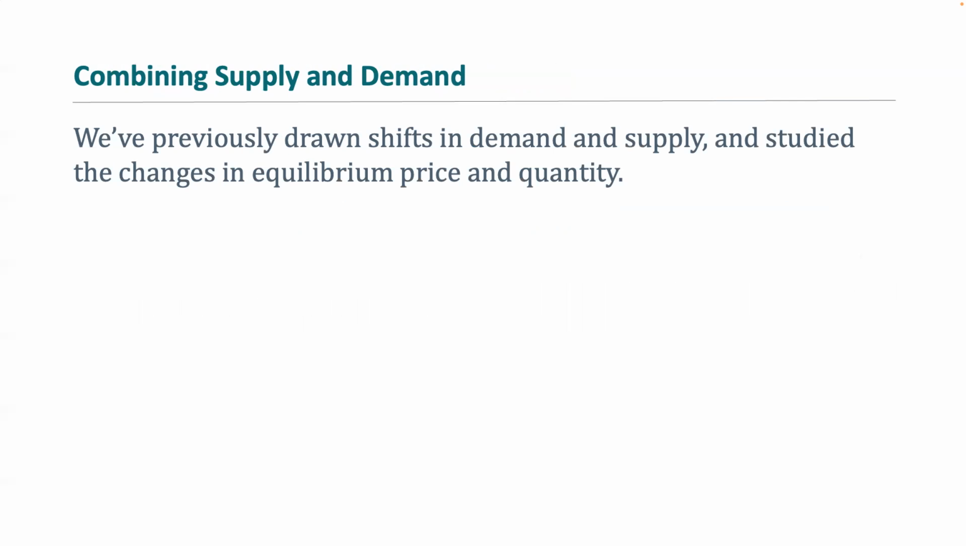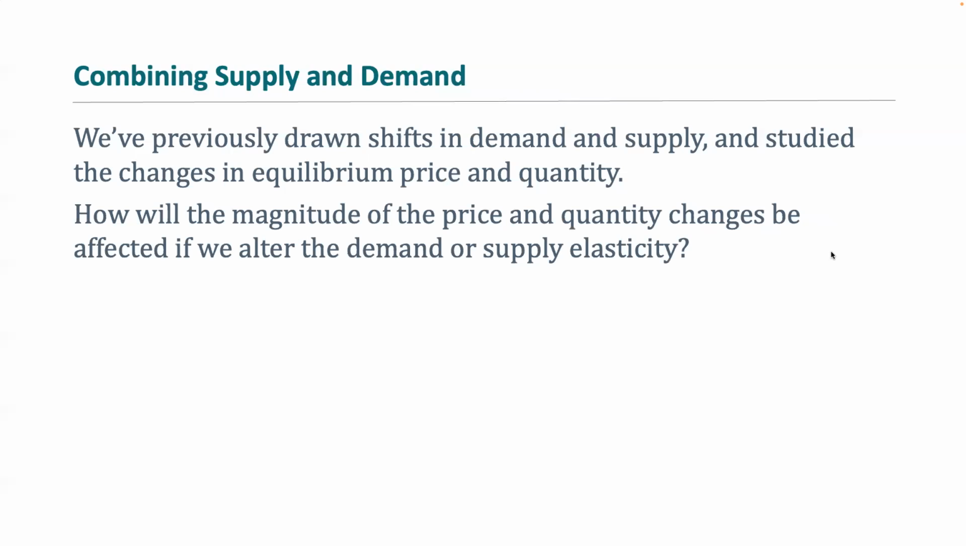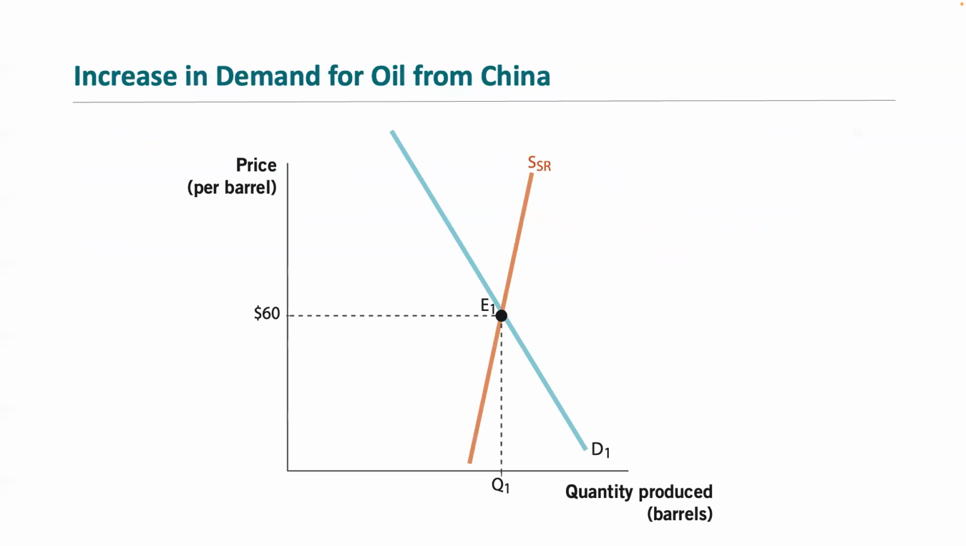Now let's combine supply and demand. Previously, we've looked at shifts in demand and supply, and we've studied the changes in equilibrium price and quantity. But we want to know, how will the magnitude of the price and quantity changes be affected if we alter the demand or supply elasticity? So let's take a look at that graphically.